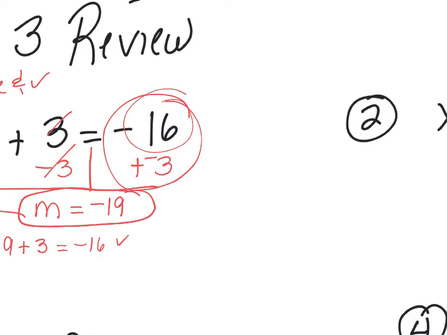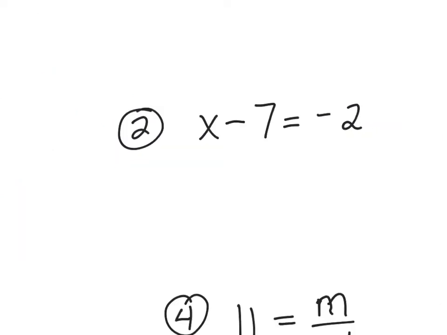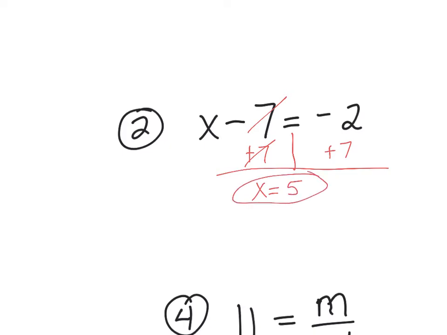Number 2. All right, let's look at this one. It is simplified, so we don't have to do anything else. They're subtracting 7, so we're going to add 7 to both sides. Okay. x minus 7 plus 7, they cancel out, leaving me with x is equal to 5. Check it by putting it back into the original problem. 5 minus 7. I got to keep change opposite. What's 5 plus negative 7?